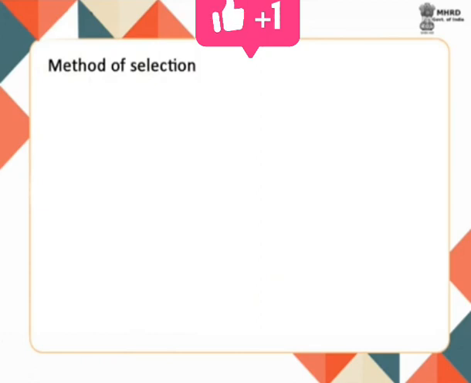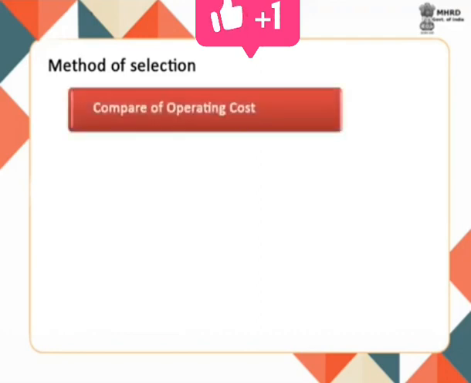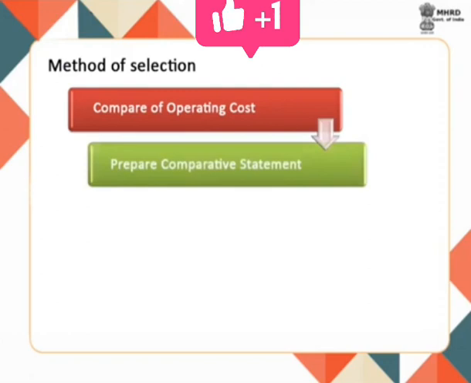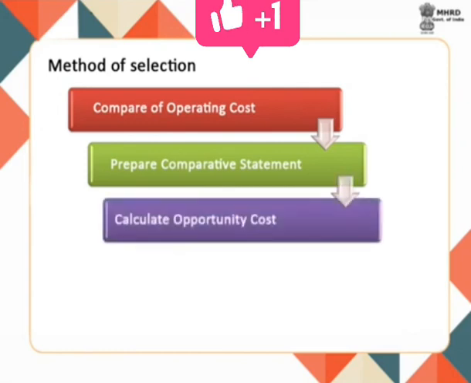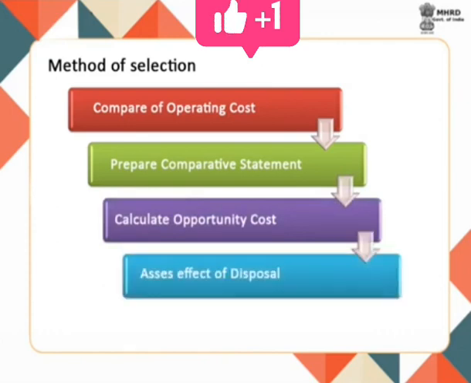The first step is to compare the operating cost of existing plant with that of the one which can alternatively be purchased. A comparative statement of both options relating to profitability, return on capital employed, and interest on capital be made. The second step is to calculate opportunity cost involved. And finally, assess the effect of disposal of existing plant.